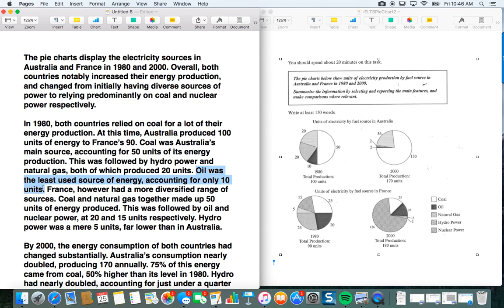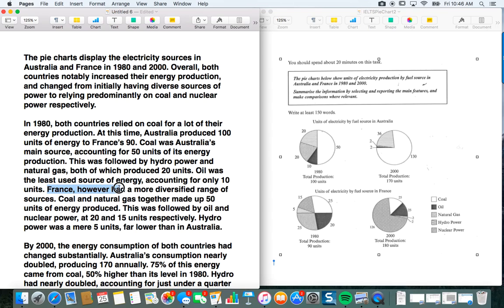Trend, accounting for 10 units. Data. All right. Please remember, you don't just want to say coal was 50, and then hydro was 20, and then natural gas was 20, and oil was 10. It cannot be mechanical. That's going to make you get a really low, well, not low, but not the 7 that you want. So remember, show the trend, support it with the data.